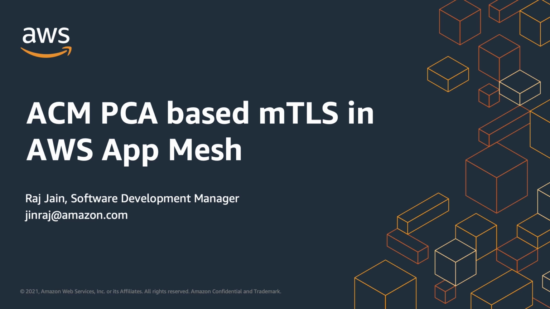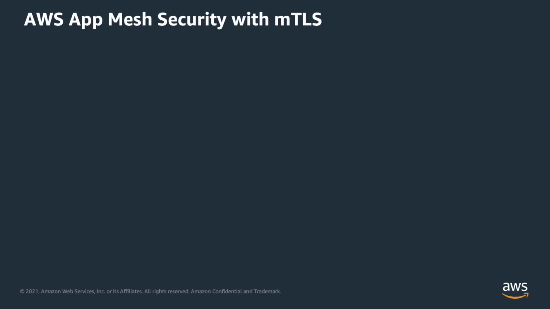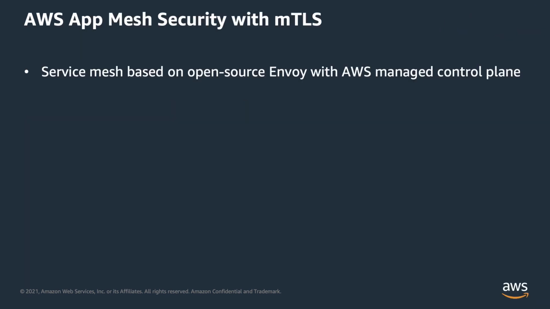I'm a software development manager here at Amazon, and I'm going to describe a solution architecture where we will discuss how we can enhance the security of AWS App Mesh deployments with mutual TLS, where the certificates for mutual TLS are managed by ACM PCA. So as we cover this topic, let's discuss some basics.